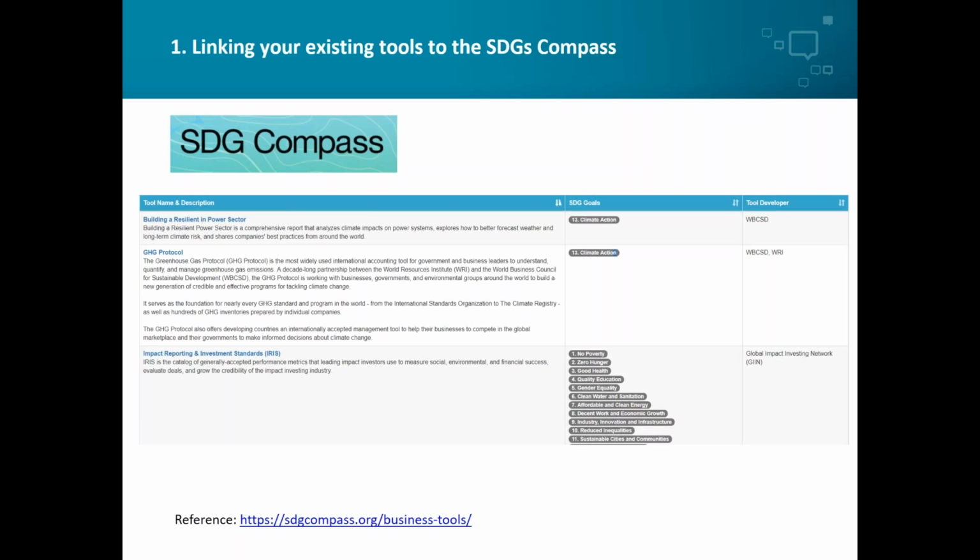So for example, a lot of organizations will be calculating their carbon emissions data using the GHG Protocol, which quite obviously links into the climate action SDG. However, there are other business tools included within the SDG Compass around specific internal analysis functions and metrics that are tied into the other goals as well. So that's a great resource to look at and to see how you can get some practical ideas of tools that you may already be using or could look to use, and how they would link into the SDGs.